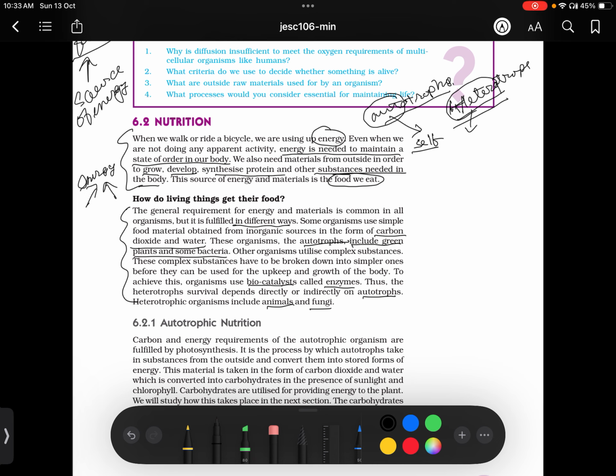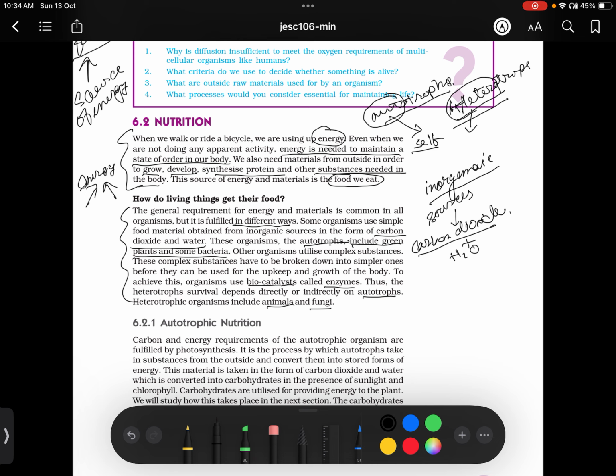So what they are saying is that food material in the autotrophs basically comes from inorganic sources. What are those inorganic sources? Those inorganic sources are carbon dioxide and water.